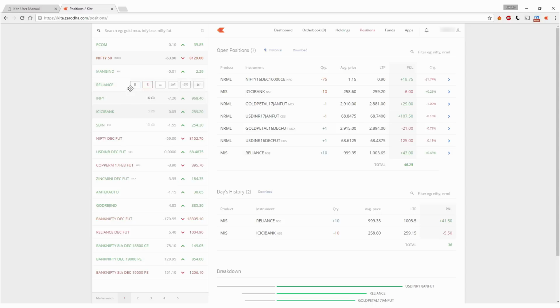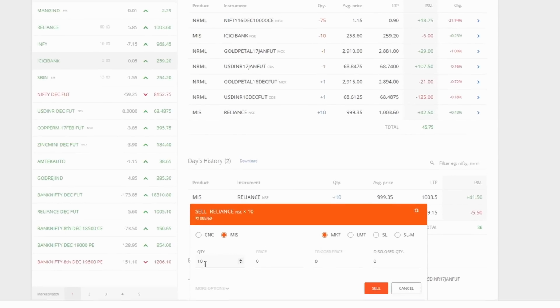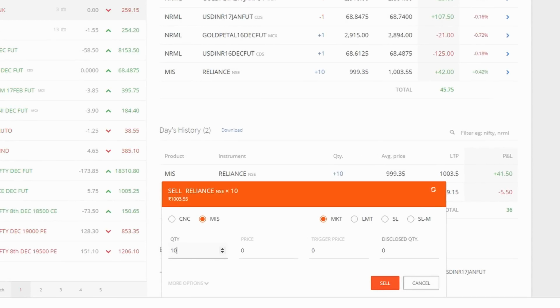One, I can go to the market watch, choose the script and place the counter order. Two, I can hover my mouse over the position and choose exit, which to me is the preferred way because it puts in the right quantity in the counter order. And all I have to do is choose SL or SLM.